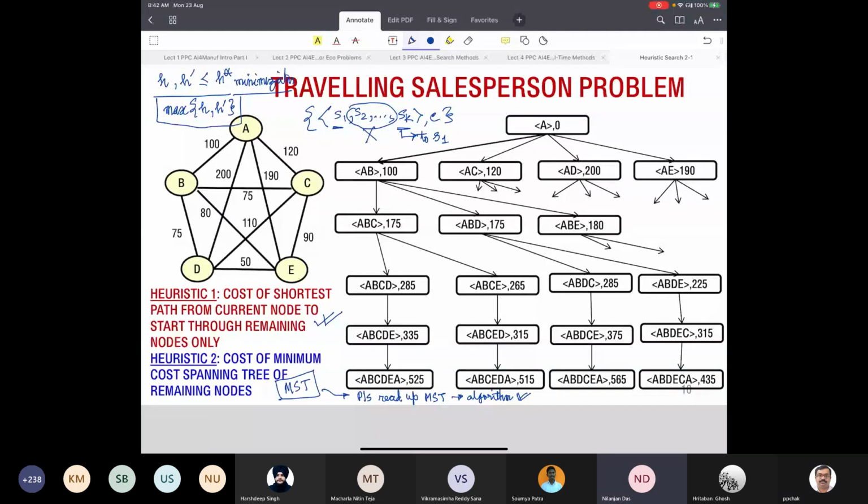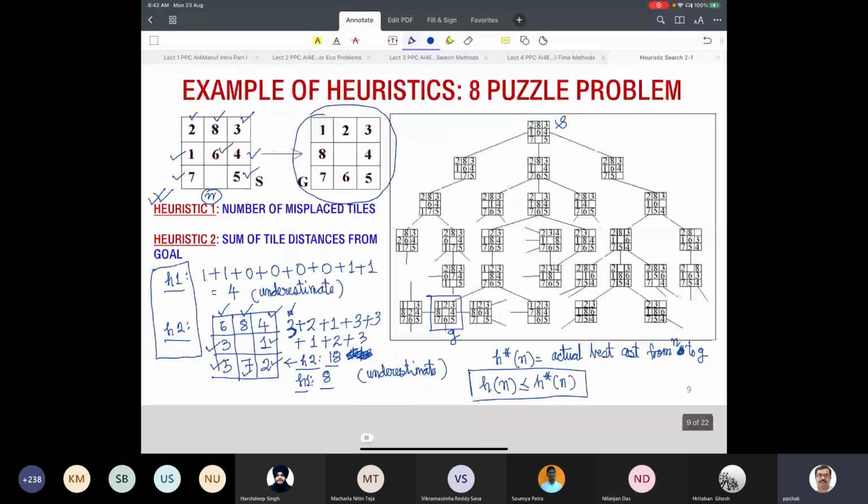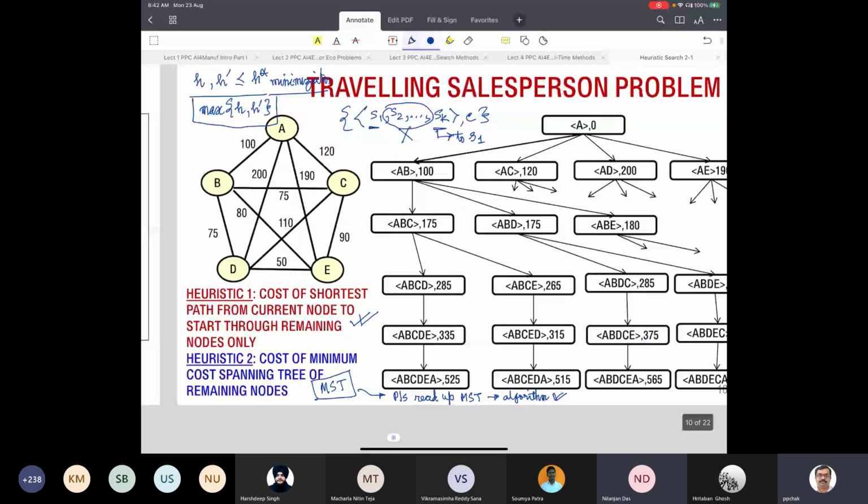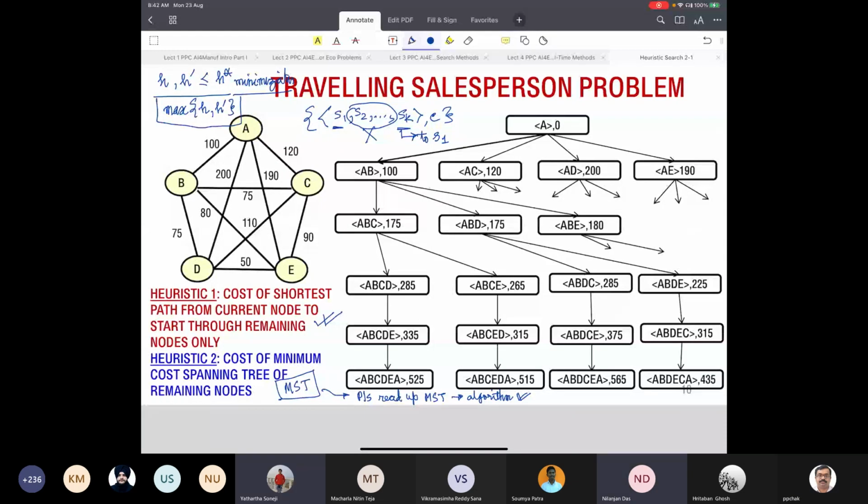Sir, I had a question. I didn't understand why both are underestimates. In this tile problem, both heuristics are underestimates, no? Yes, sir. So I am assuming that there are two heuristics to a given problem where you are told that both are underestimates. Okay. Sir, is there any way to find an overestimate? Yes, you can. What would be an overestimate in the sliding tile puzzle problem?